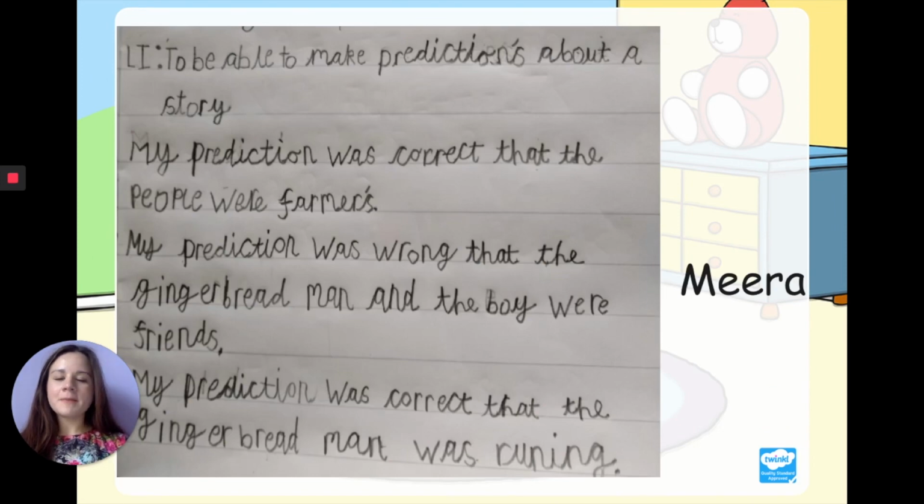And Mira has made some amazing predictions about what would happen in the gingerbread man story, and then she thought about whether they were right or wrong. So well done, Mira.